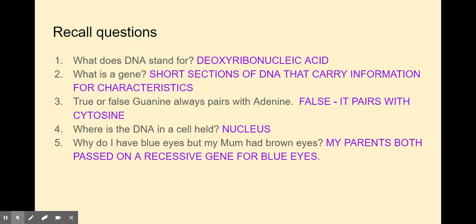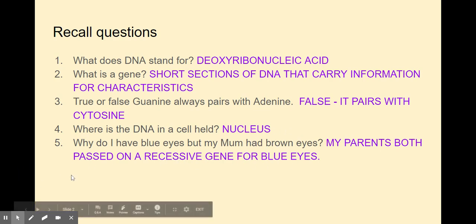And why do I have blue eyes but my mum has brown eyes? Okay, that's because both of my parents must have passed on the recessive gene for blue eyes to me, because the gene for brown eyes is dominant, and the gene for blue eyes is recessive. Okay, guys, if you want to mark and correct those, you can pause the video to do that now.